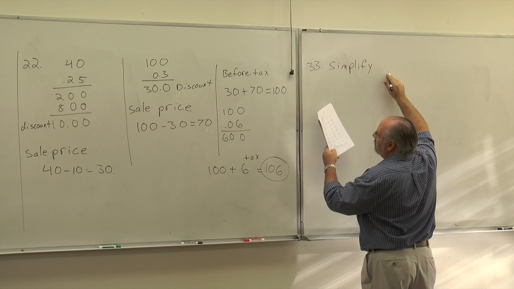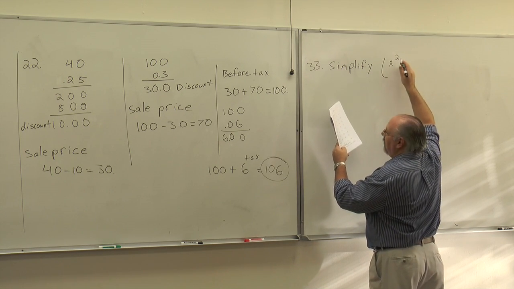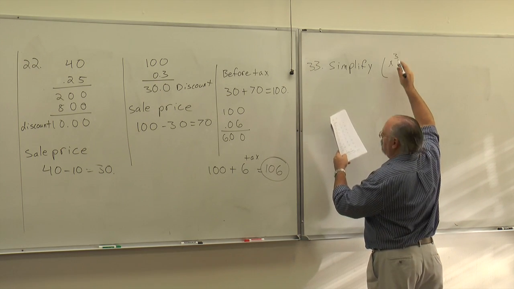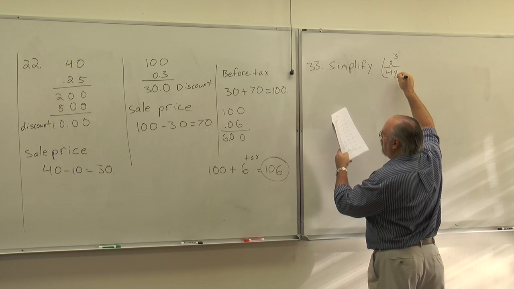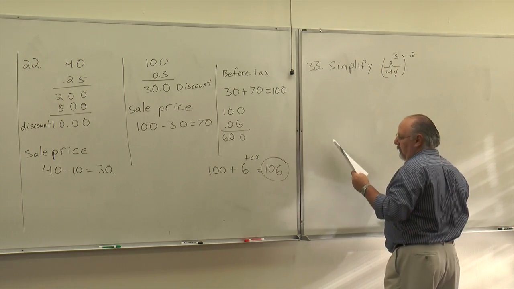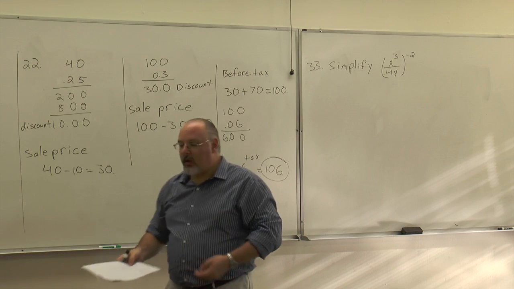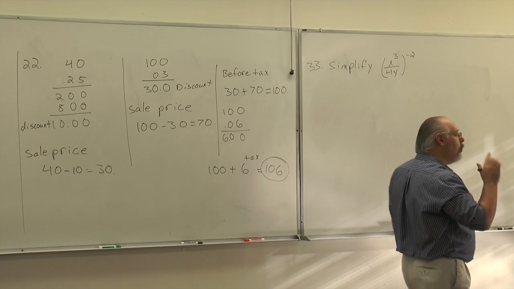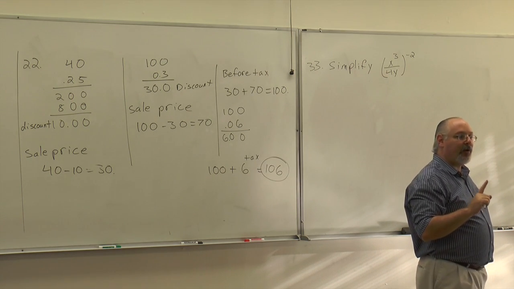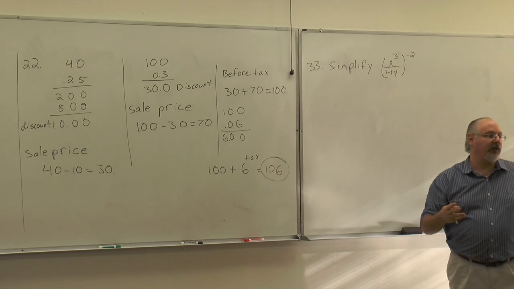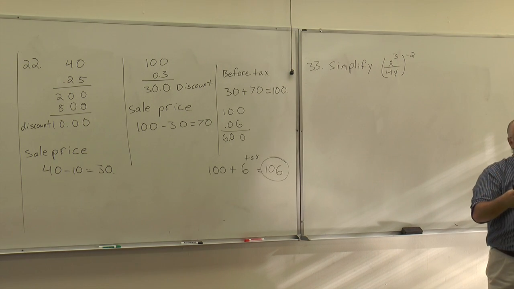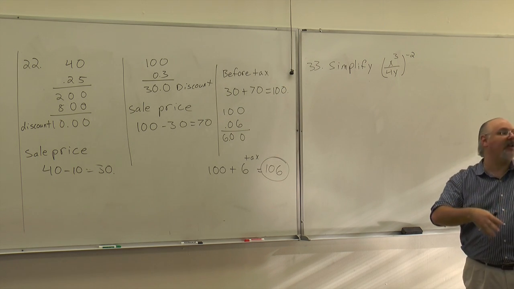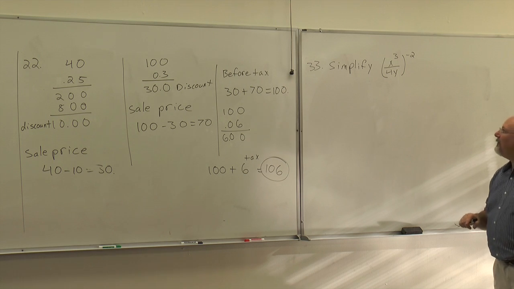Simplify x to the third over 4y to the negative 2 power. Now, I think one of the issues that students have with these problems is there really is no one right way to do it. There's a set of rules that you're allowed to use, but it's not like solving equations where you should do a certain thing first and then a certain thing second and a certain thing third. We have some options here.